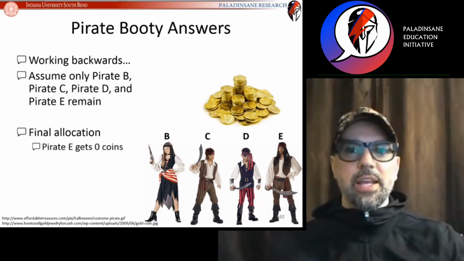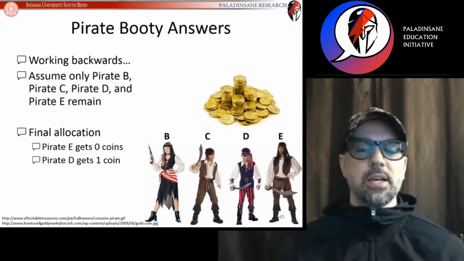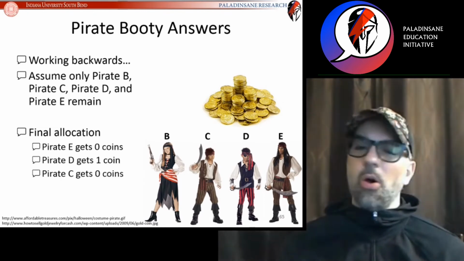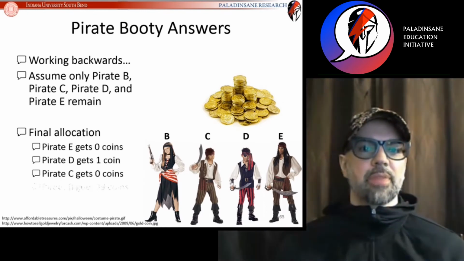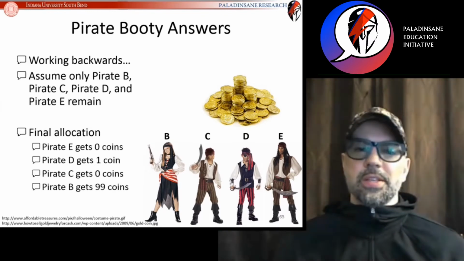So the allocation stands. And the final allocation is that Pirate E gets 0 coins. Horrible result for Pirate E. Pirate D gets 1 coin, better than he would do the next round. Pirate C gets 0 coins. Horrible result for Pirate C. And then Pirate B gets 99 coins. So this is horrible for Pirate C and Pirate E.